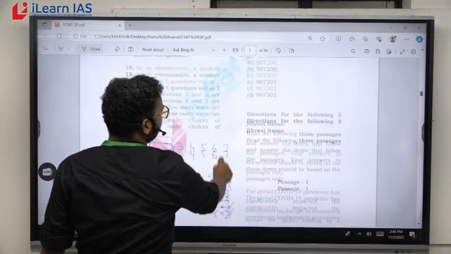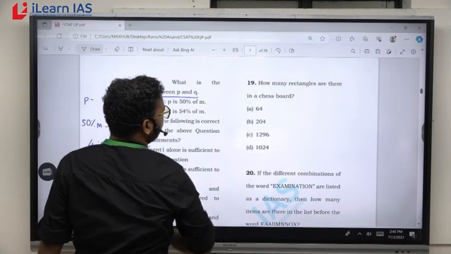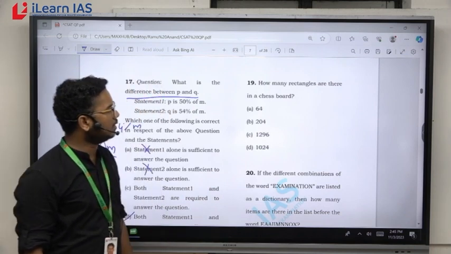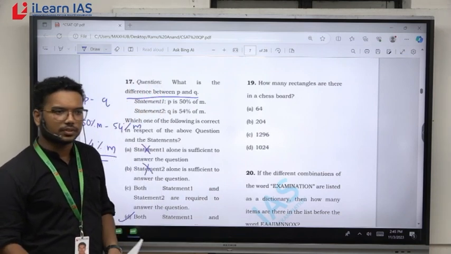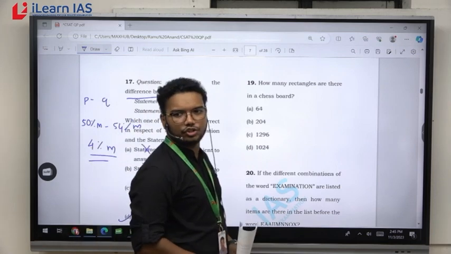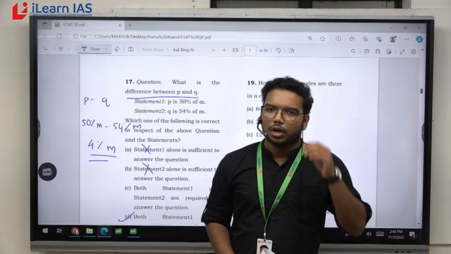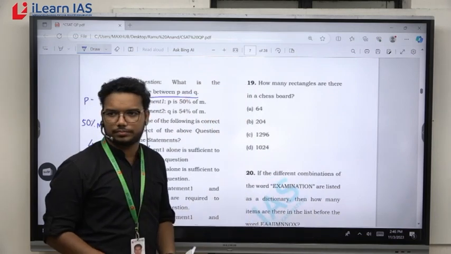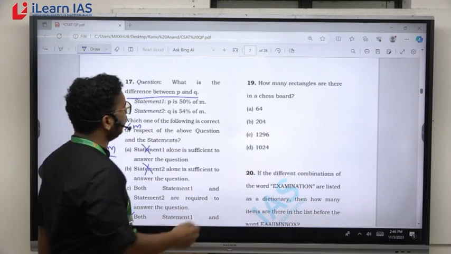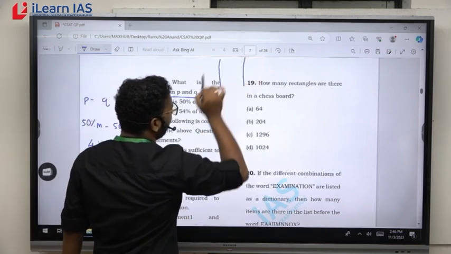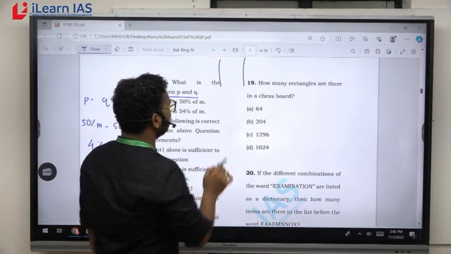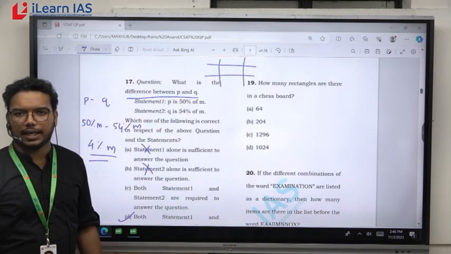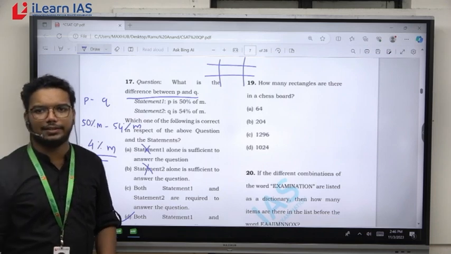Now, moving to the 19th question. How many rectangles are there in a chessboard? Okay. So, before doing this question, we need to know about how a rectangle is formed. A rectangle is formed by 2 parallel vertical lines and 2 parallel horizontal lines.